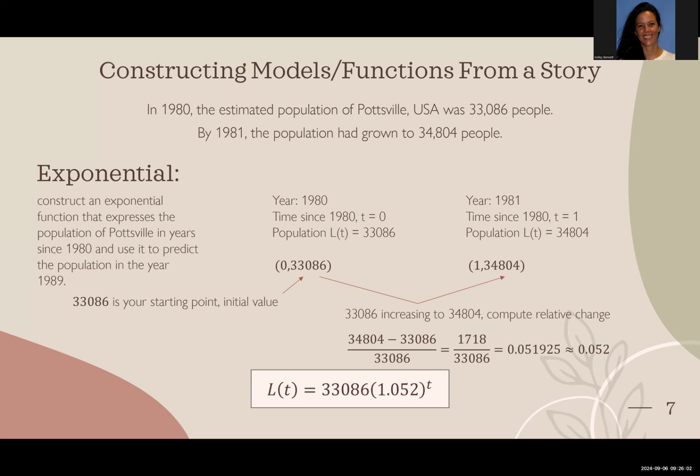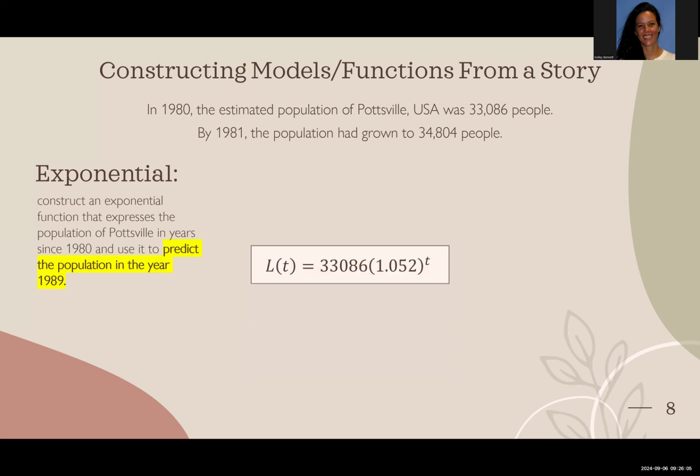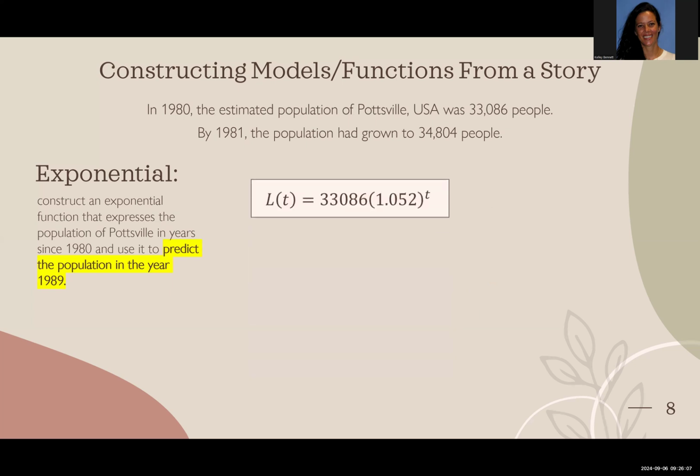So now that we have that, we can go ahead and use it to predict the population in the year 1989. So remembering that we're starting our time from the year 1980, we can say that in the year 1989, it's been 9 years since 1980, hence t equals 9. All right, so we're going to go ahead and plug 9 in everywhere we see t, and we're going to get 33,086 times 1.052 to the power of 9.